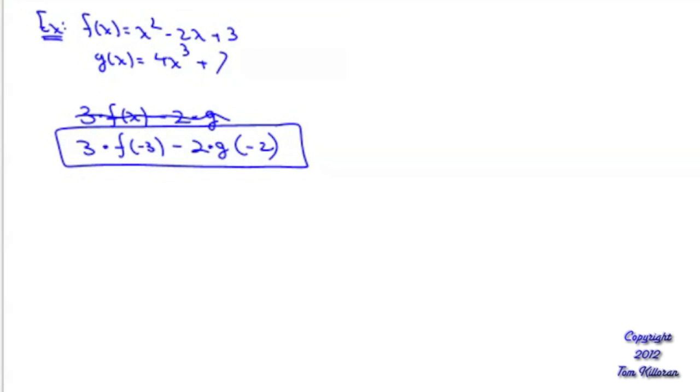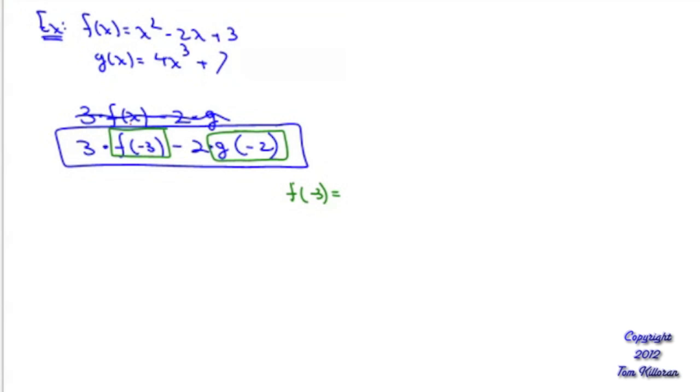Okay. What would you do first? I would write what f is and what g is. Find the two pieces you're missing, which are f of negative 3 and g of negative 2. Do them separately. Don't do them inside the problem. Pull them off to the side, find their answers, plug them back in. So you go off to the side and you find f of negative 3.